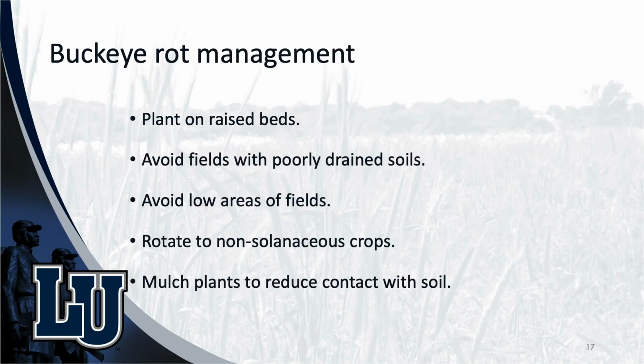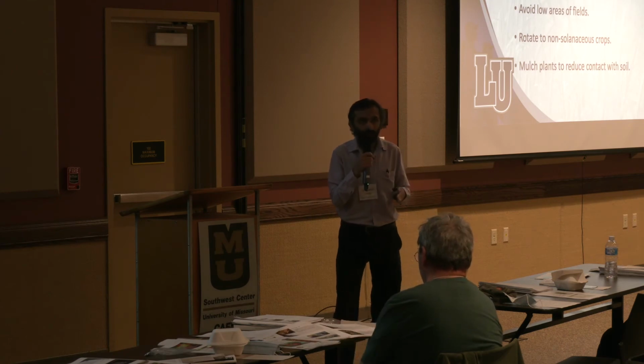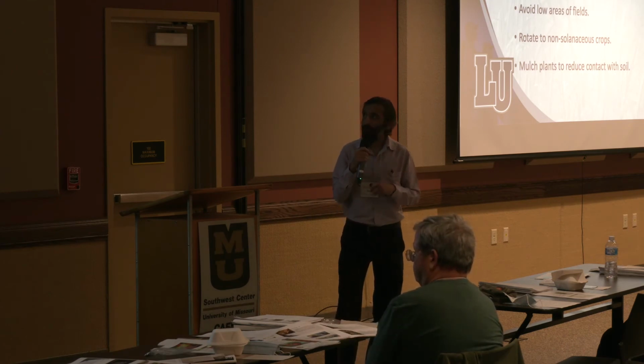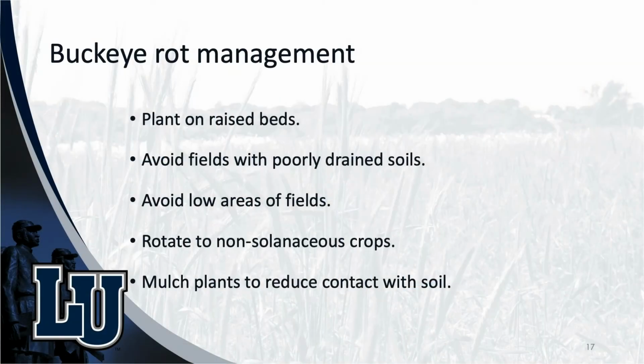So how do you manage the buckeye rot? Again, as this disease is spread by irrigation water or rain or water moving on the soil surface, you want to make sure that fruits do not touch the soil. You can do this by several methods. Try to give support to your plant using stakes. You can use plastic mulch so they don't directly touch the soil.